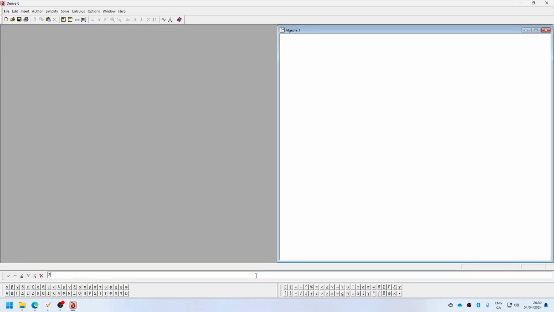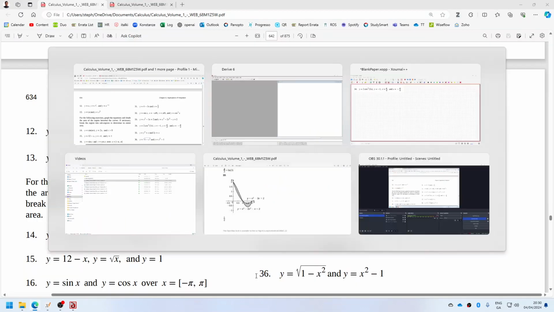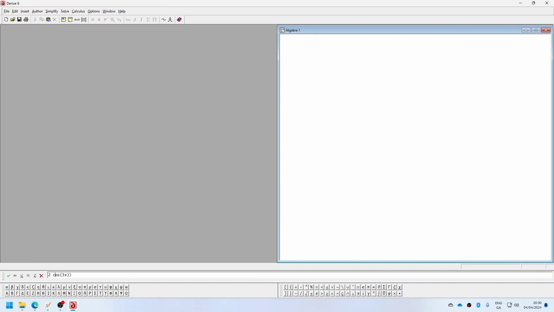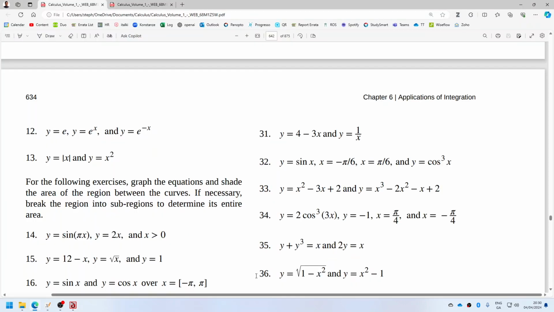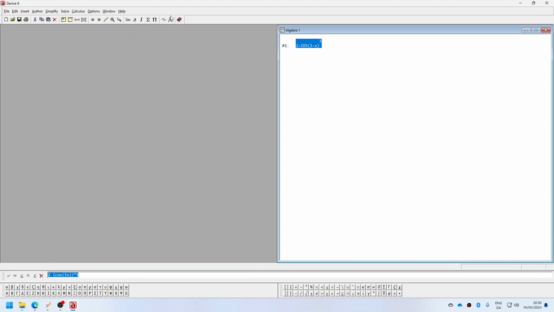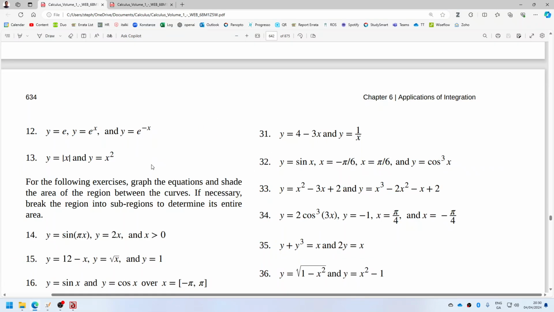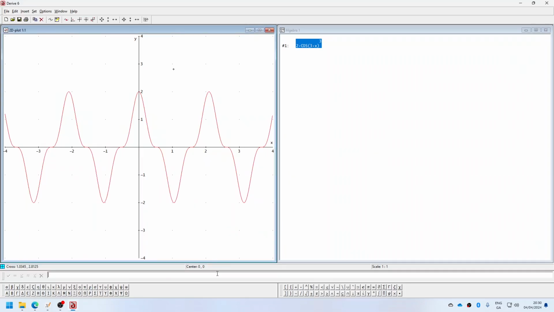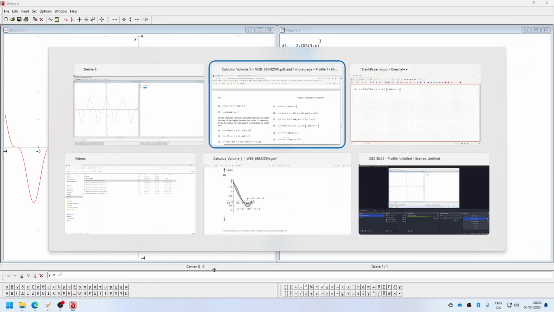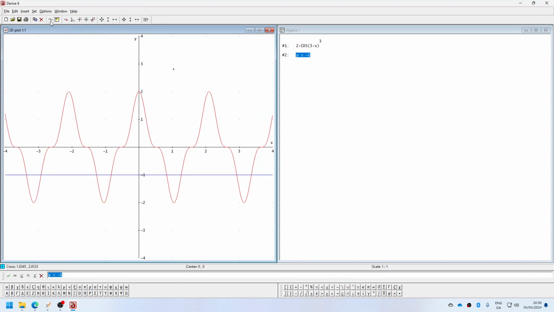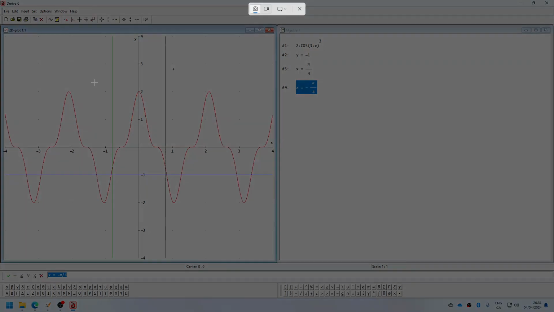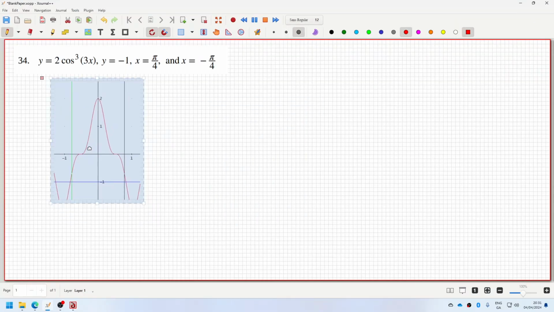First, let me just graph it. 2 cos 3x cubed, and then y equals -1. Okay, and then pi over 4 to minus pi over 4. Okay, so yeah, interesting kind of shape going on here.